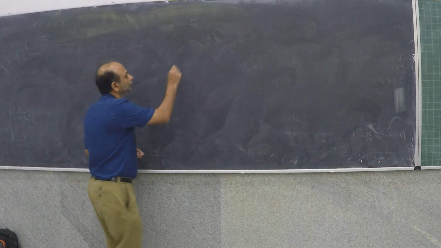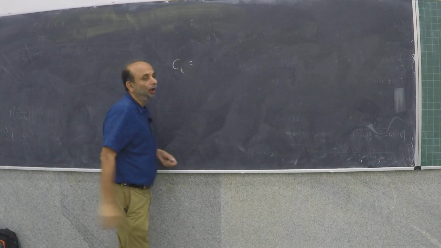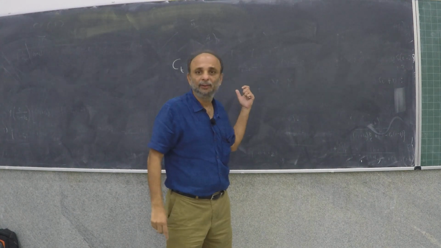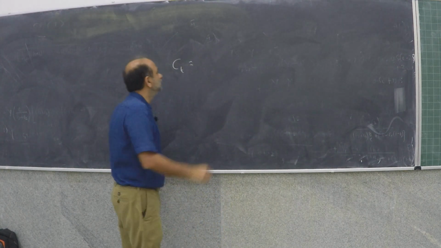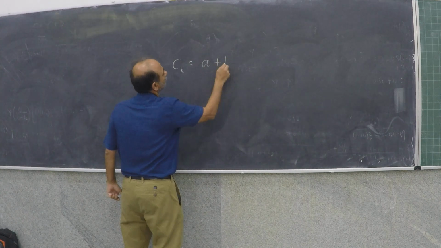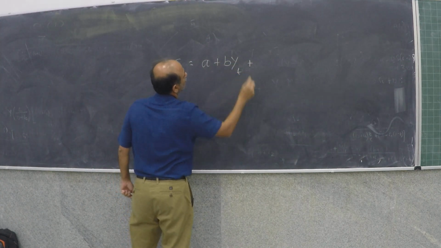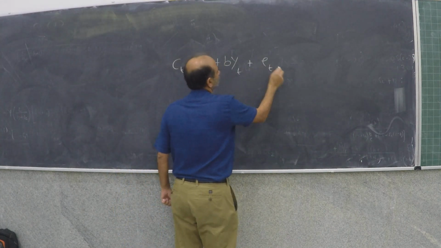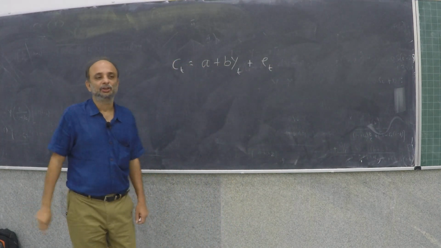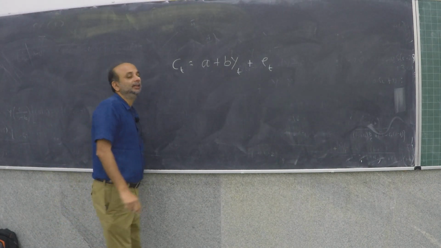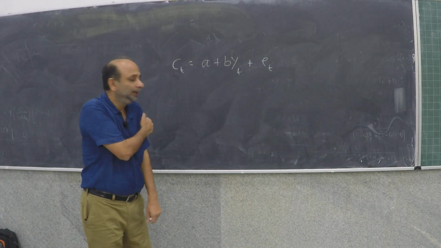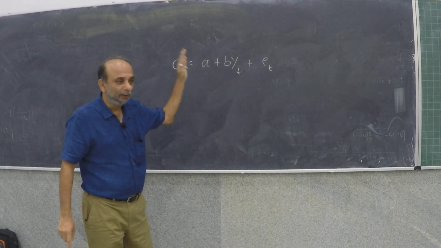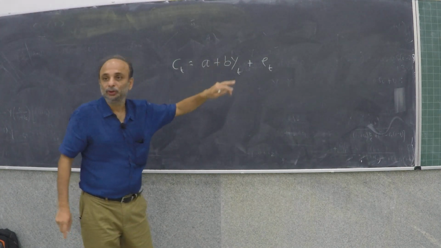Think of the Keynesian consumption function, which all of you have studied. What is the Keynesian consumption function? In a linear regression context, C_t is equal to a plus b Y_t plus e_t. So consumption is a plus b Y_t, and everybody knows this b is the marginal propensity to consume and so on.